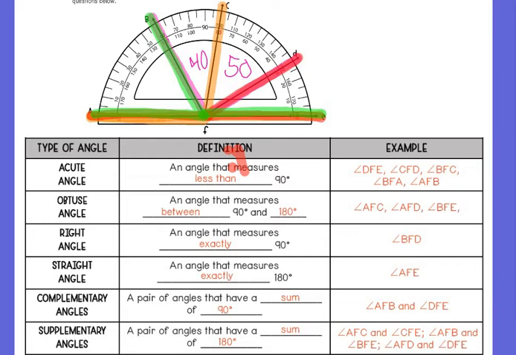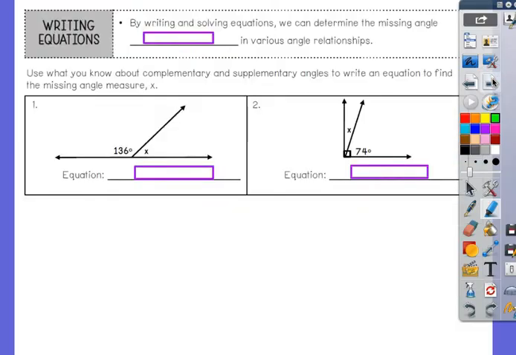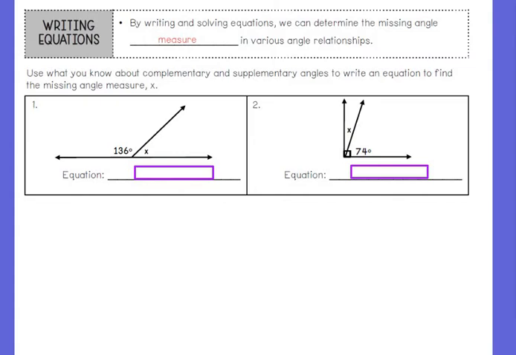All right, so we're going to practice what we have learned, kind of putting a few things together. By writing and solving equations, we can determine missing angle measures in various angle relationships.